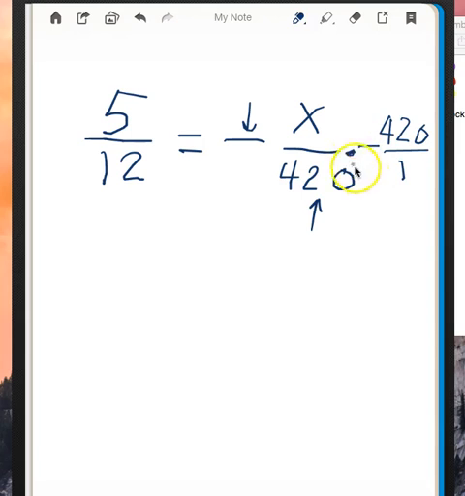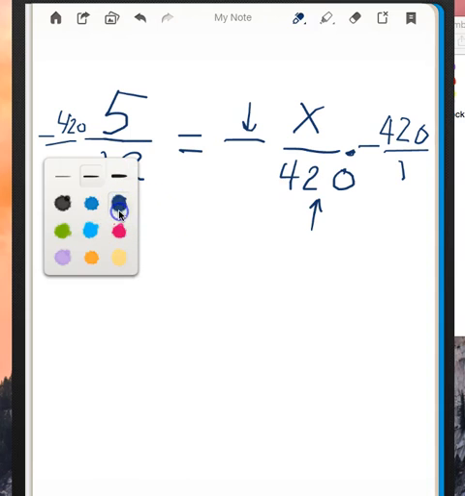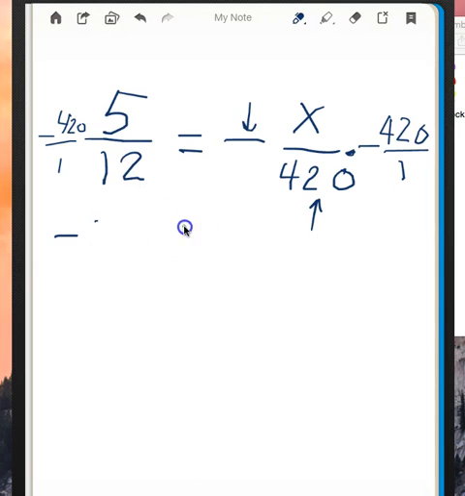Now, we also know in solving equations, whatever we do to one side of the equation, we must do to the other side to keep it balanced. So we're going to put a negative 420 over 1 over here, and we're going to multiply those together. Now, when we multiply the left side together, negative times positive will give us a negative answer, and 5 times 420 will be 2,100 over 12.